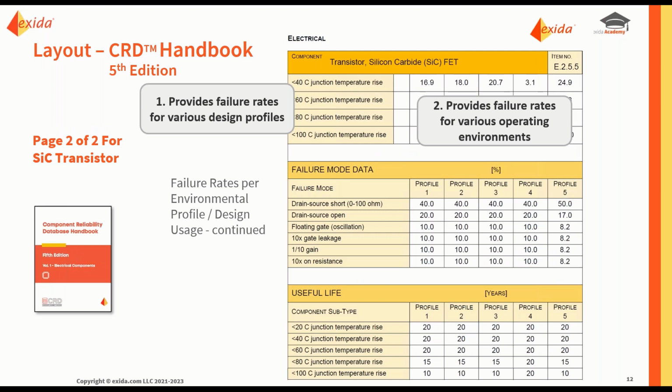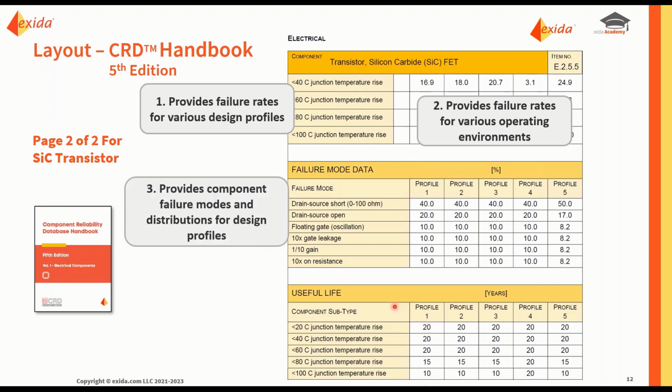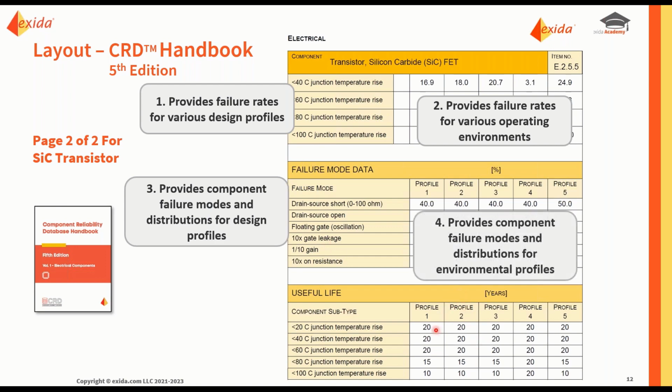Moving on from that, what we also need to look for in a database is that it provides component failure modes and distributions for design profiles. Looking at our design profiles, which continue down, these are our failure modes, specific obviously to the silicon carbide transistor. These failure modes change accordingly depending on which particular component you're using. And then it provides the component failure modes and distributions for these various environmental profiles.